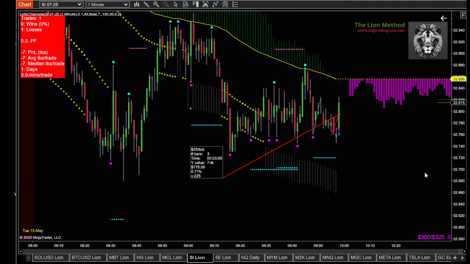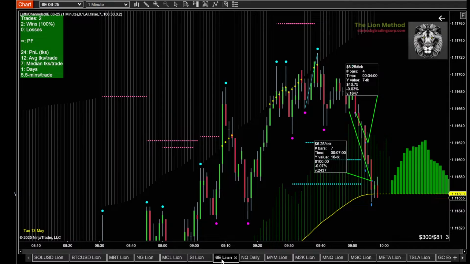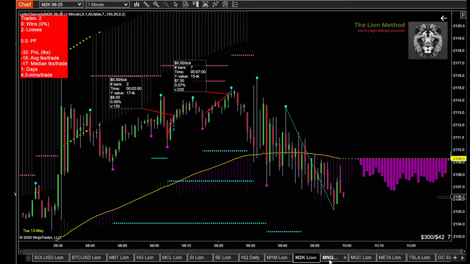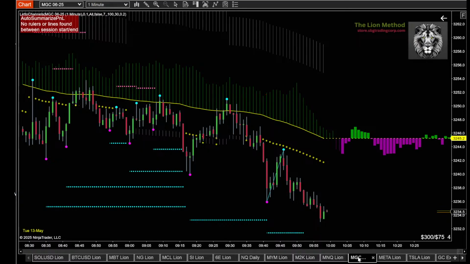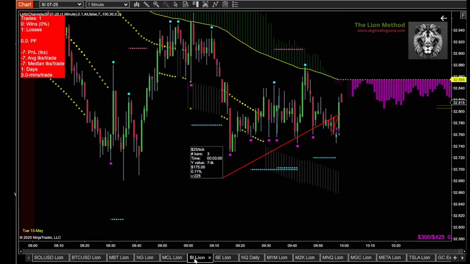Got a fake out breakout there on the short. 6E is still a little south. Trend trades are not my favorite, guys. Perhaps target was a little tight on that, but I don't want to ride out a bad move.